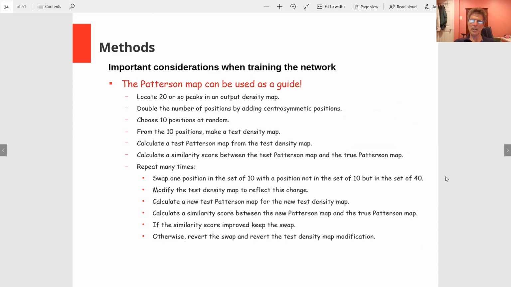All right, here's the algorithm for it. I'm not going to go into it in detail, but the basic point was that what you're doing is looking for a group of 10 atoms whose Patterson map is most similar to the true Patterson map. And you do atom swaps until you find one that's good enough.